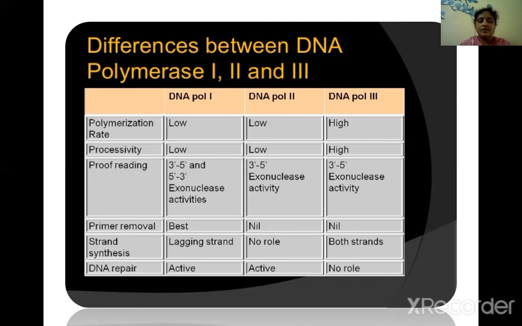Primer removal is best in DNA polymerase 1, and is not known in DNA polymerase 2 and 3. Lagging strand synthesis is done by DNA polymerase 1, which has no role in DNA polymerase 2, and leading and lagging strands both are formed by the activity of DNA polymerase 3. The DNA repair is active in DNA polymerase 1, which is also active in DNA polymerase 2, with no role in DNA polymerase 3.